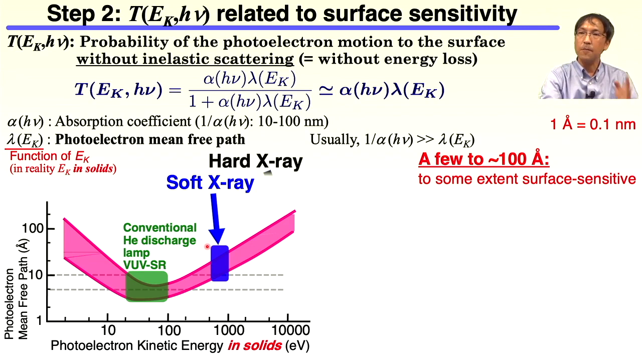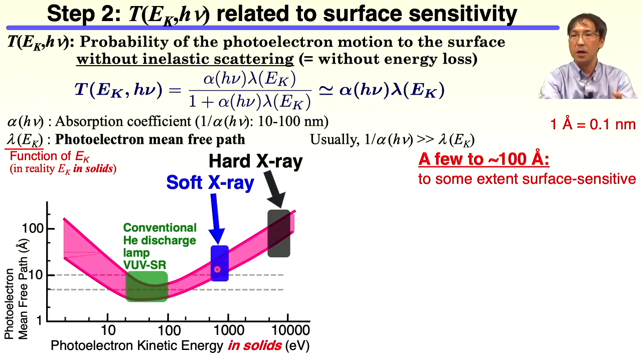Going further to the 5 to 10 keV range, called the HAXPES region, the mean free path becomes on the order of several tens of angstrom, around 50 angstrom, which is very bulk sensitive.